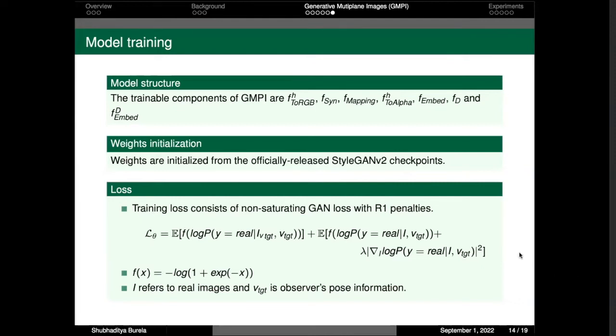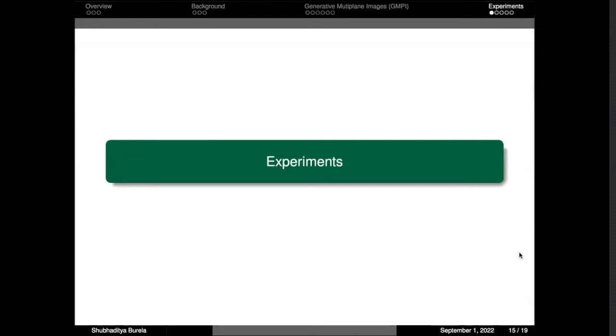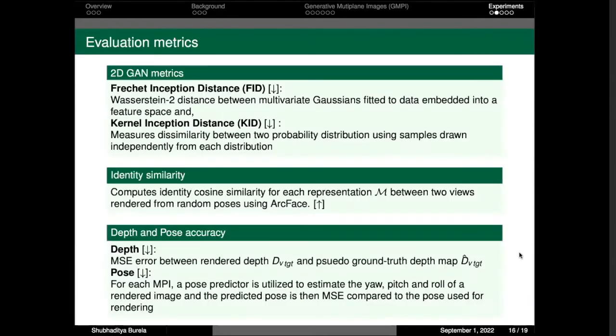Now, the final step is the experiments. This is the interesting stage, just to check whether the generative multiplane image style representation even works properly or not. So first of all, some evaluation metrics based on which the authors have compared their results.